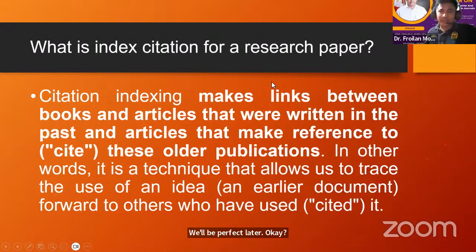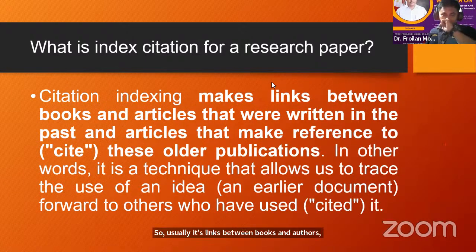So what is the index citation for a research paper? Usually, citation indexing makes links between books, authors, and articles that were not linked in the past. In other words, it is a technique that allows us to trace.